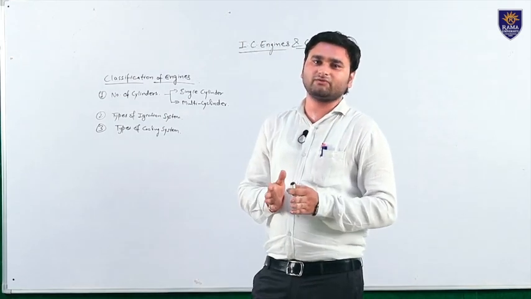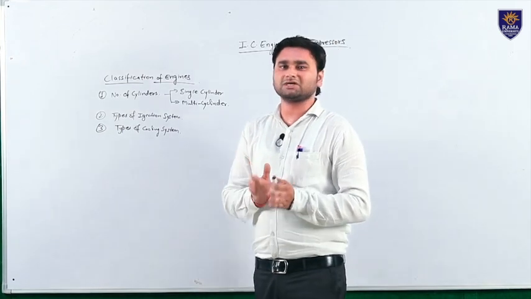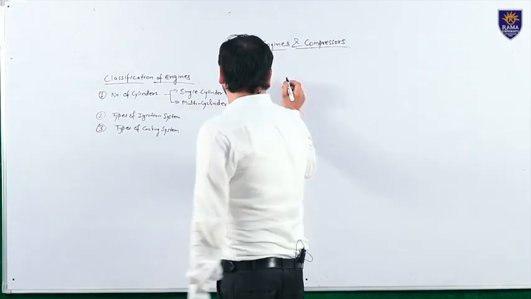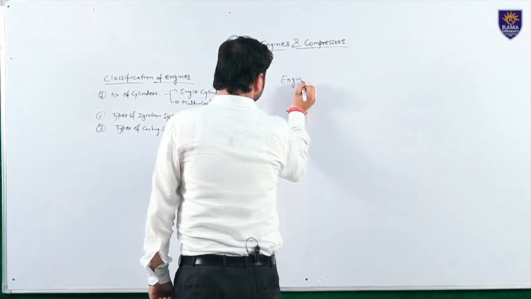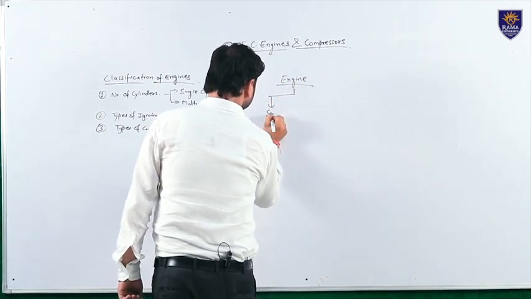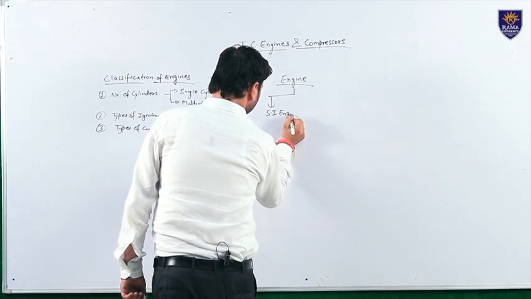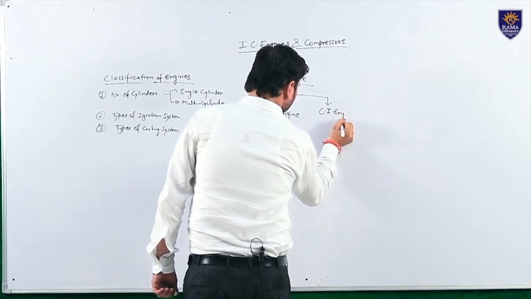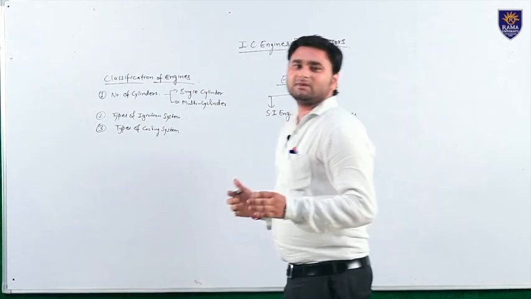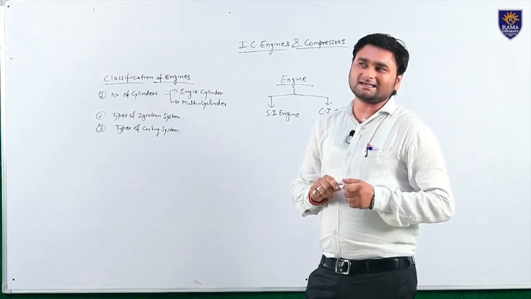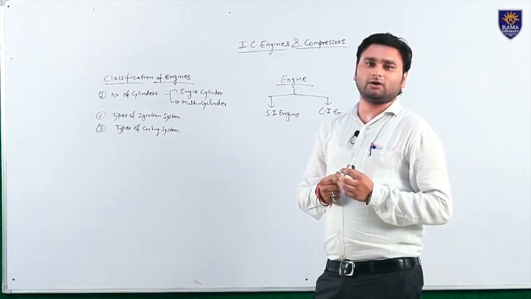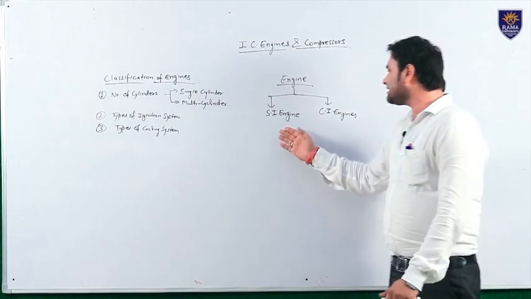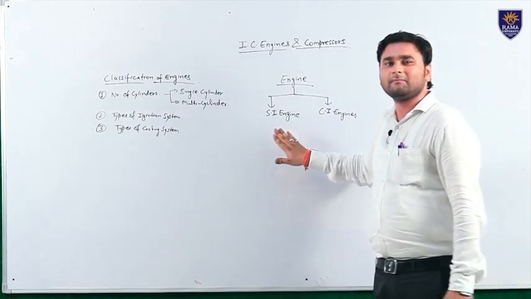There are various parameters we need to study, such as how the combustion process is carried out in an engine. Engines are basically of two types. The first is the SI engine and the second is the CI engine. SI engine simply means spark ignition engine. SI engines are the engines which run on the Otto cycle. The Otto cycle is the governing cycle that controls the SI engine, and SI engines can also be termed petrol engines.